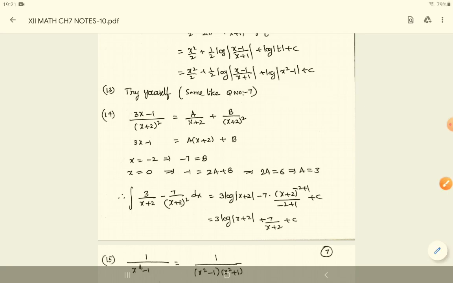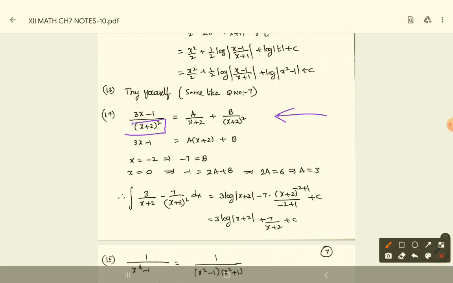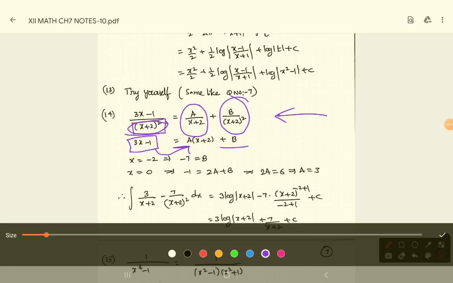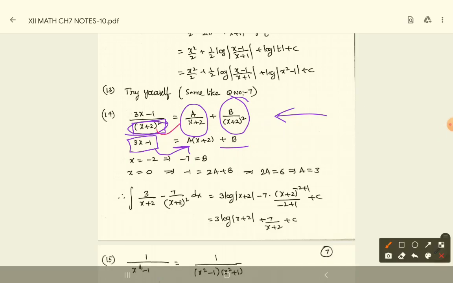The 14th question is a type 2 question because the denominator contains repeated linear factors. So it can be written as a by (x plus 2) plus b by (x plus 2) whole square. So 3x minus 1 is equal to a into (x plus 2) plus b. After multiplying the denominator to the right side, the (x plus 2) whole square will get cancelled. So substitute x is equal to minus 2, and you get the b value.